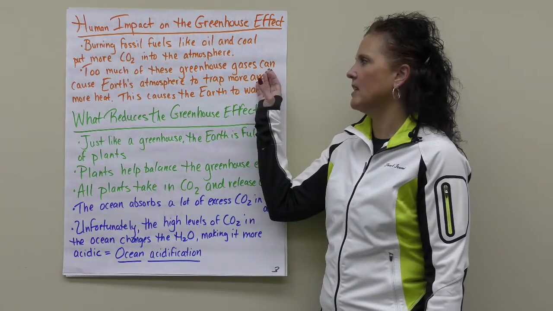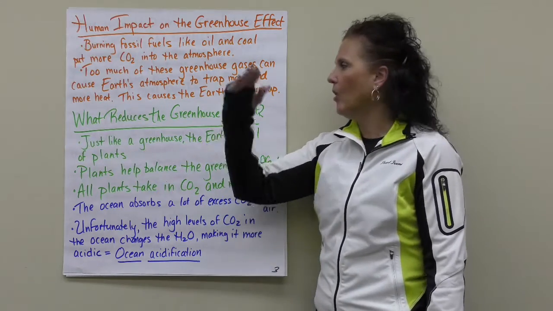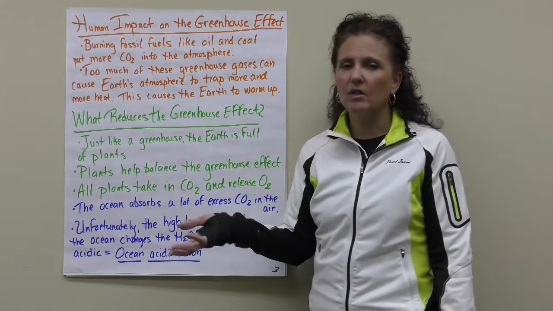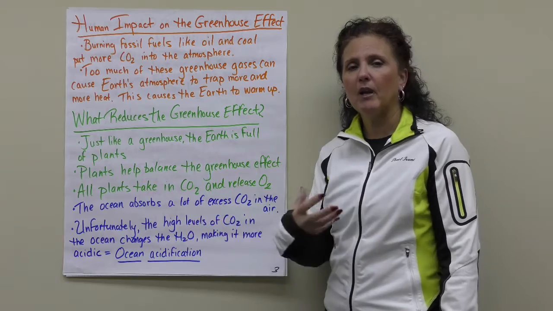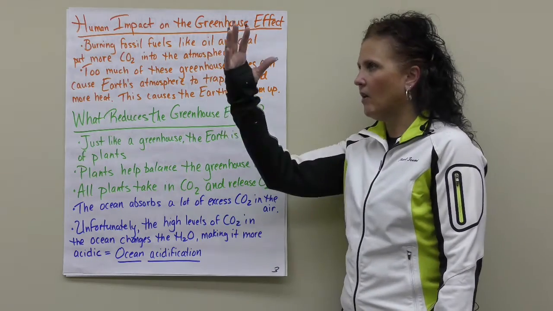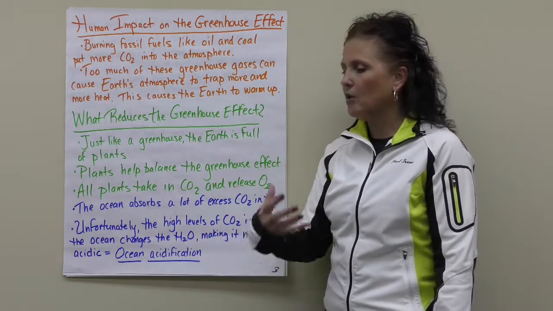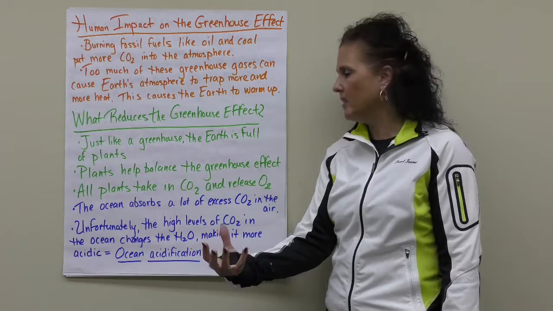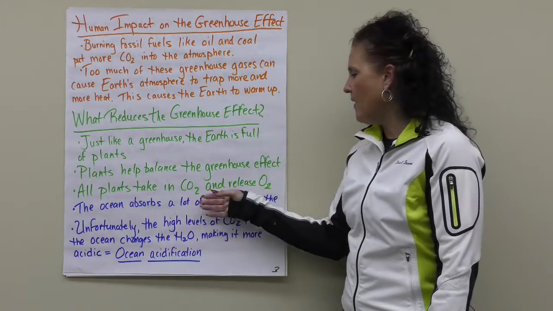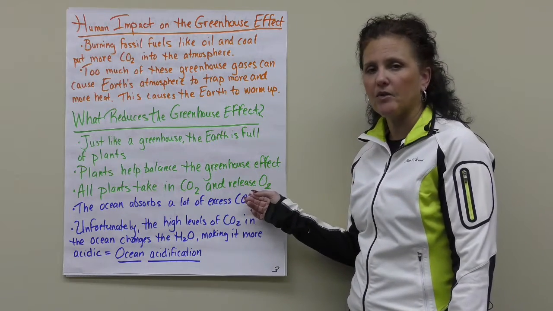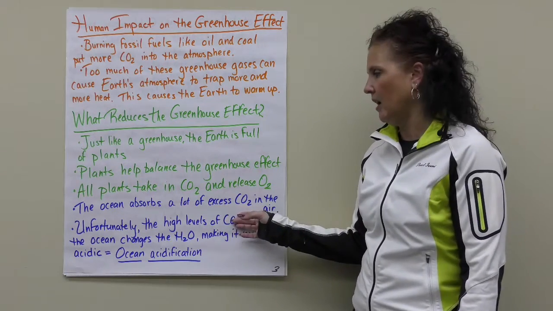Too much of those greenhouse gases cause the Earth to trap more and more heat, so the Earth gets warmer and warmer. What reduces the greenhouse effect? Just like that greenhouse, our Earth is full of plants. Remember those plants that were in the greenhouse? So when heat from the sun, energy from the sun comes down to Earth, all of those plants are photosynthesizing, right? They're taking in CO2, which is what we breathe out, our carbon dioxide, and then they release oxygen into the atmosphere through photosynthesis. Also, the ocean absorbs a lot of that excess CO2 in the air.